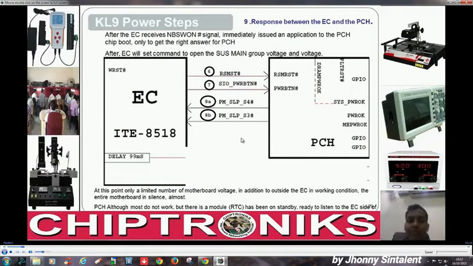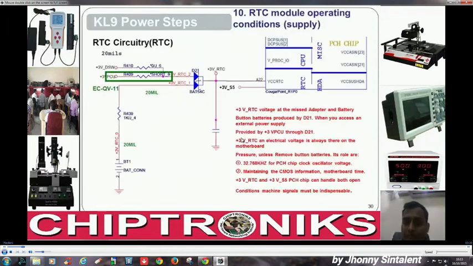We had already covered this part in our previous class: the very first step of any notebook motherboard powering on starts with the RTC section. It starts with the RTC section. This is the RTC section, and we had already discussed in the previous class how to check the RTC section through an oscilloscope.